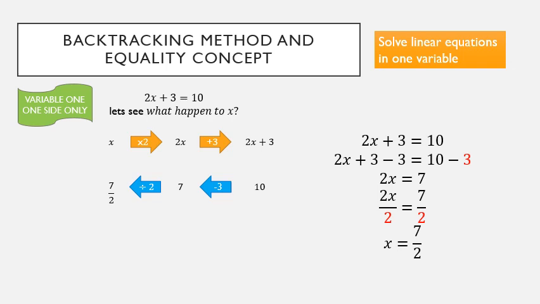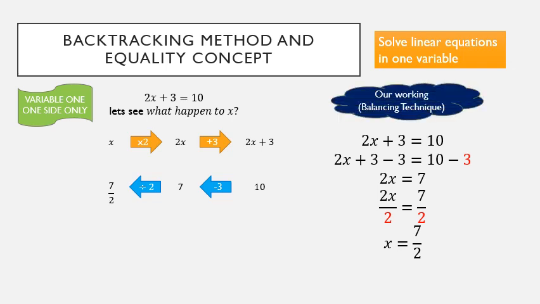Okay, so kita guna balancing technique. Okay, so 2x tambah 3 sama dengan 10. So, first kita buat tolak on both sides. So, 2x tambah 3. So, sini kena tolak 3. Sini pun kena tolak 3. So, dapatlah 2x sama dengan 7.